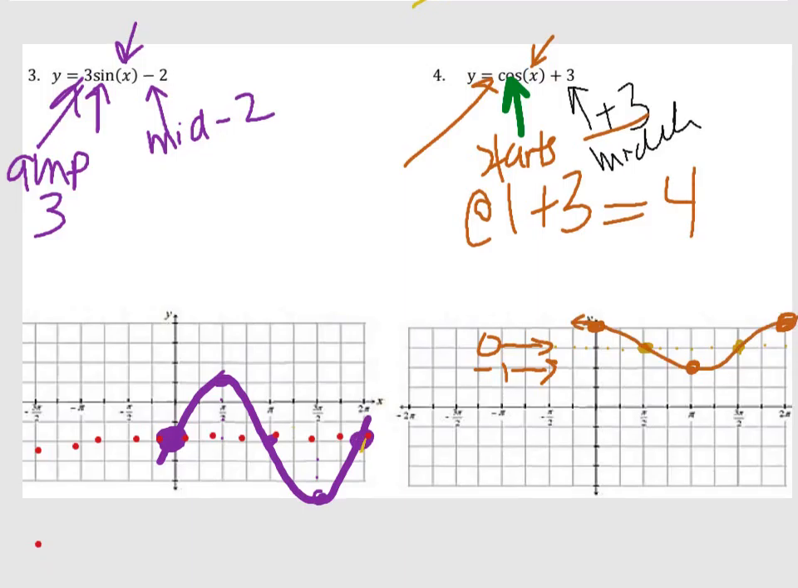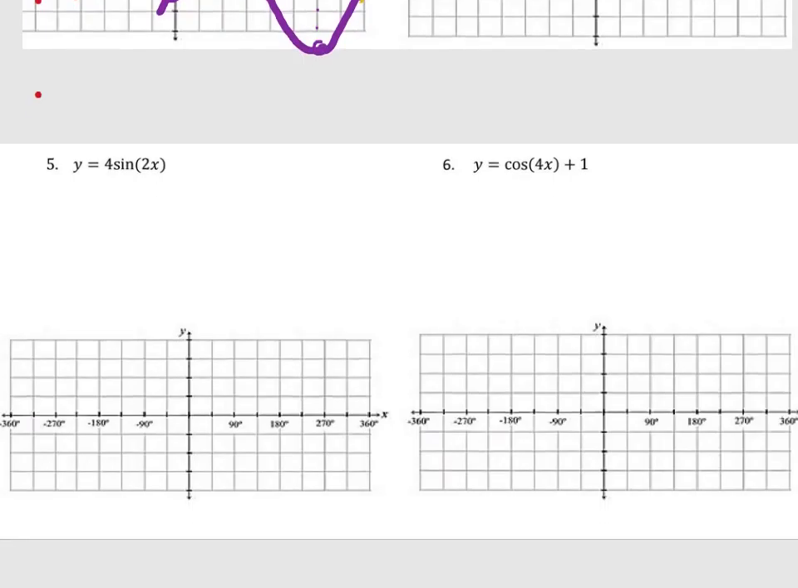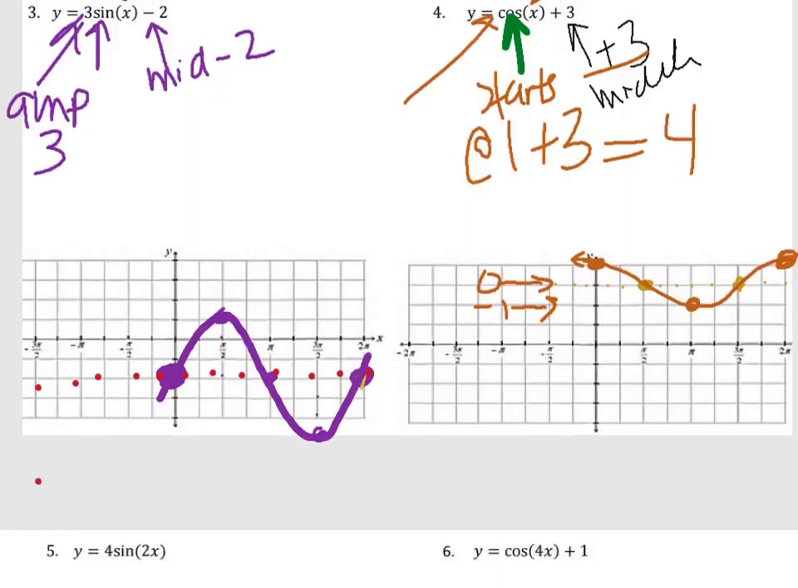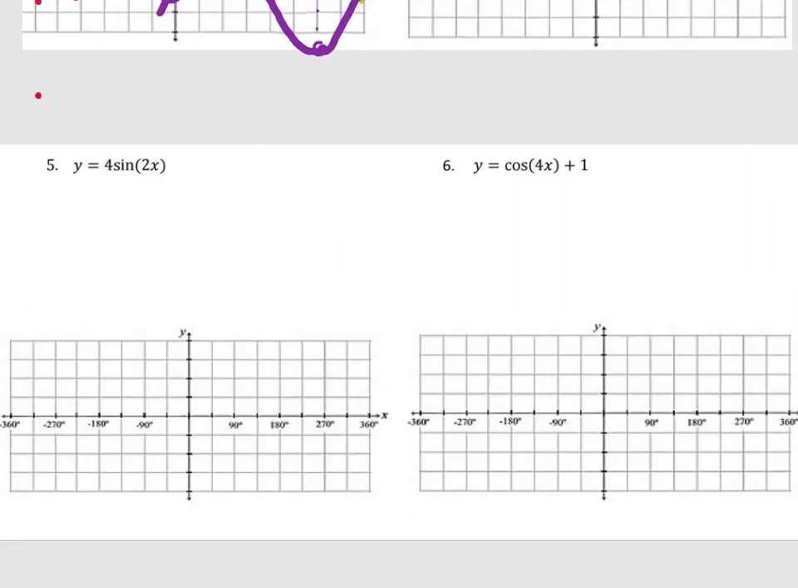Last two, I think. So go ahead and try one of these on your own. Actually, hopefully you tried one of each on your own there. Kept doing a sine and a sine and a cosine.